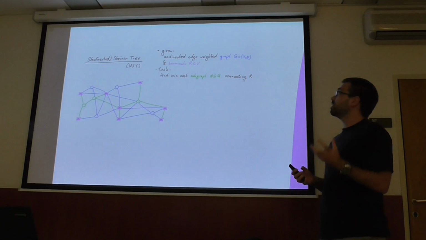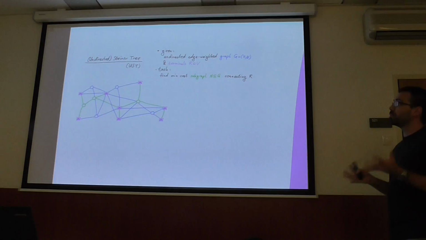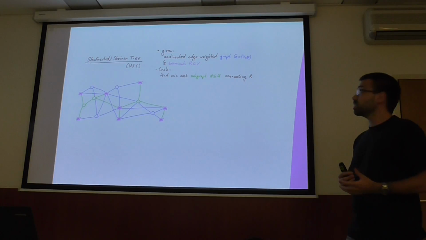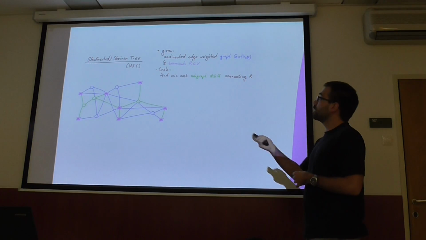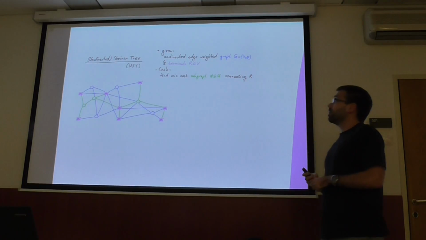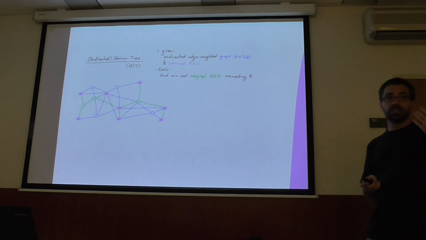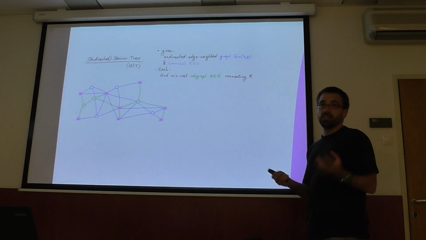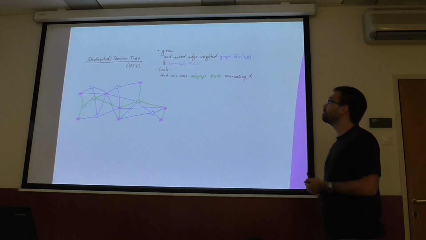Okay, so we have an undirected edge-weighted graph and a terminal set, which is a subset of the vertices. You can see them as these purple boxes here. And the task now is to find a minimum cost subgraph that connects all the terminals with each other.